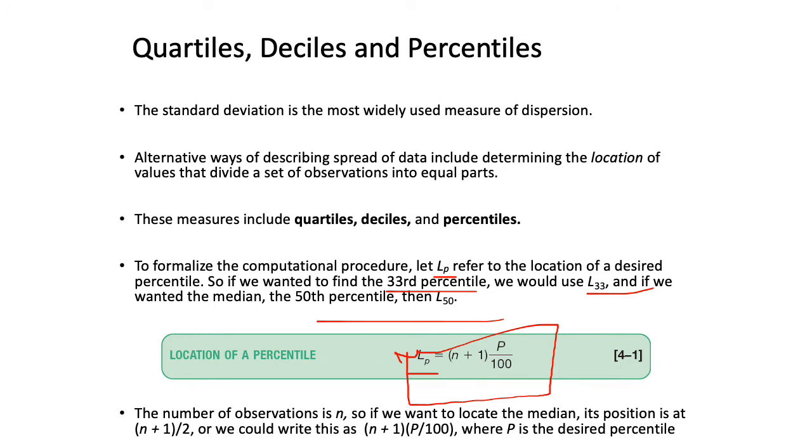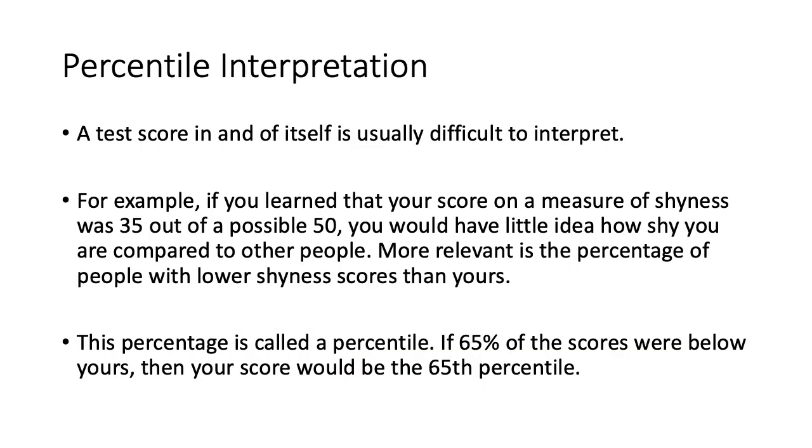The location of percentile equation is found by taking n plus 1, which is the number of observations plus 1, times the percentage we're looking for, P, divided by 100. How do we interpret this percentile?